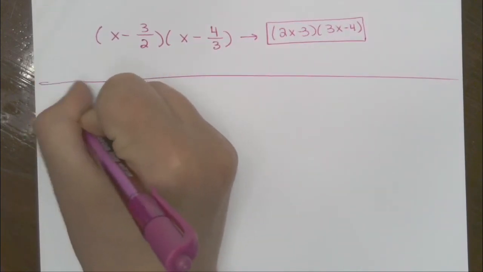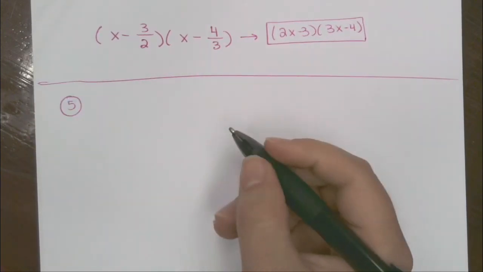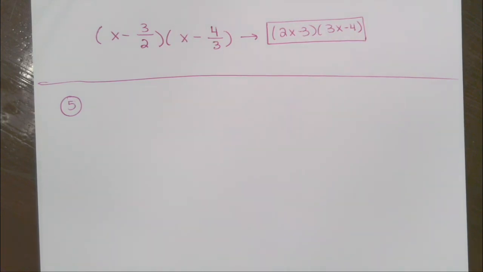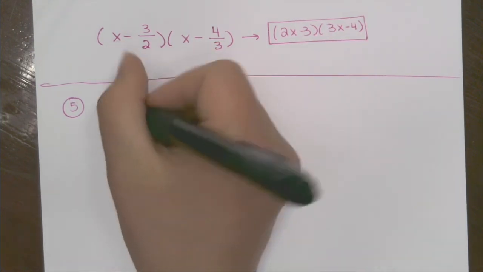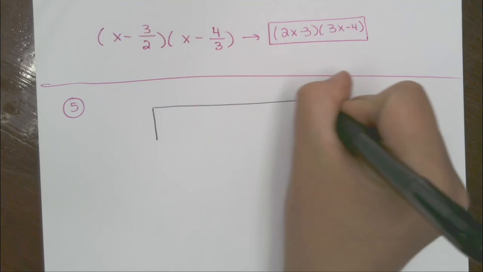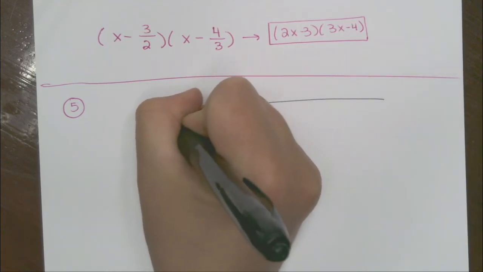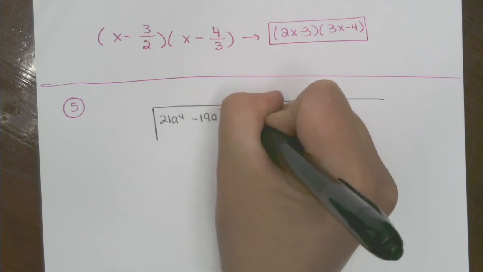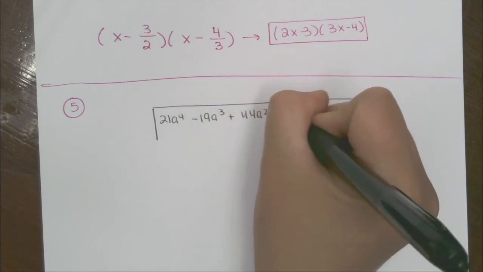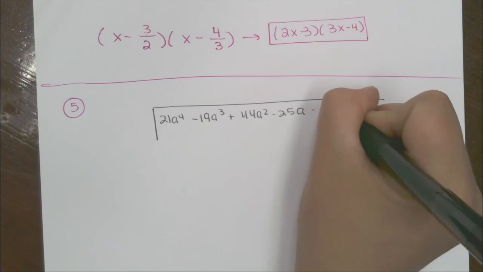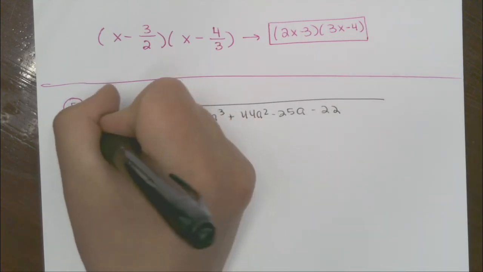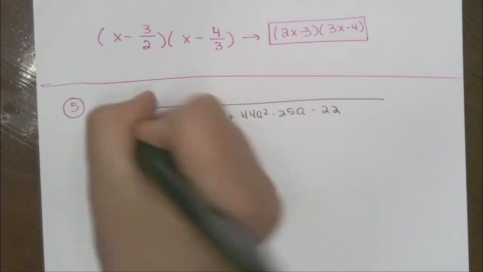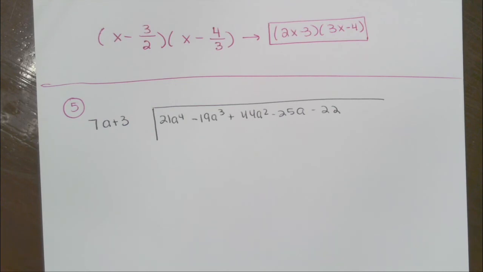Number 5 is asking for divide. 4, 3, 2, 1. And I gave it to you in standard form? What? Okay. 21a to the 4th minus 19a cubed plus 44a squared, 25a minus 22. I'm actually really surprised. I don't think I was supposed to give it to you in standard form. I did it? On that one? Oh, okay, well the other one got lucky. Yeah, that's fine.